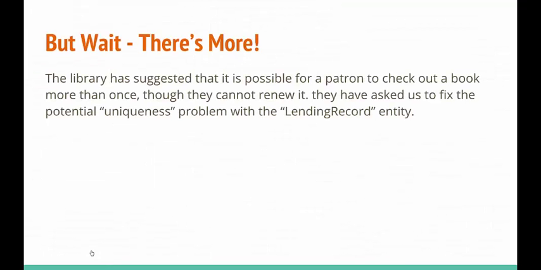But wait, there's more! The library has suggested that it is possible for a patron to check out a book more than once, as we suspected, though they cannot renew it. They have asked us to fix the potential uniqueness problem with the lending record entity. So how do we address this? There's a few different solutions we could take. Here's the one we're going to take.